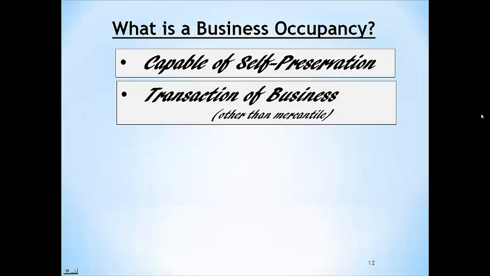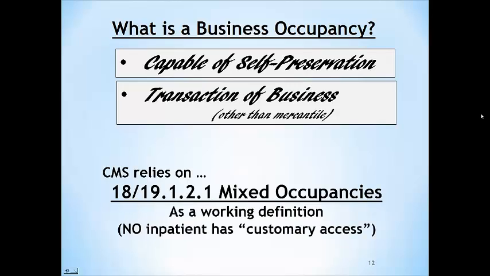Keep in mind, CMS, they love to go back to that Chapter 18, 19 of mixed occupancies, and they basically told that whole thing about no inpatient. If you have an inpatient that has customary access to a space, and then that business is no longer a business, that business is now healthcare occupancy.